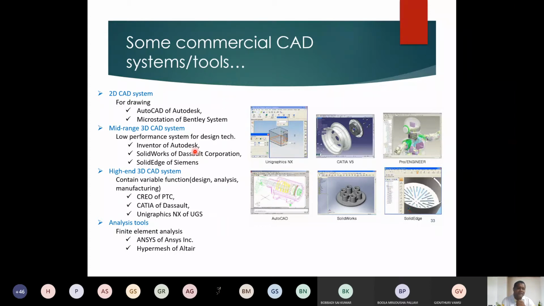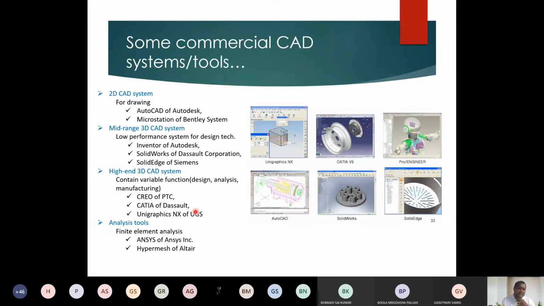Why? Because their cost is low when compared to the high-end CAD system. Okay, if you look at the high-end CAD systems, which are sophisticated with so many functions and so many features, and they do a lot of research. They generally work with multinational companies, and they try to accommodate each and every feature within their system.